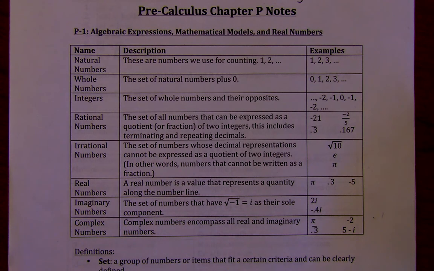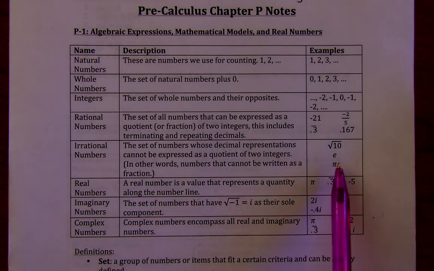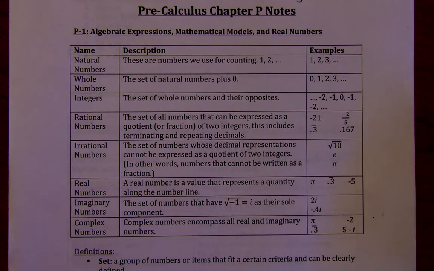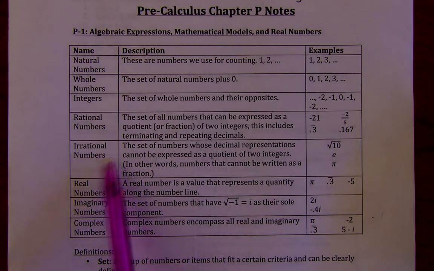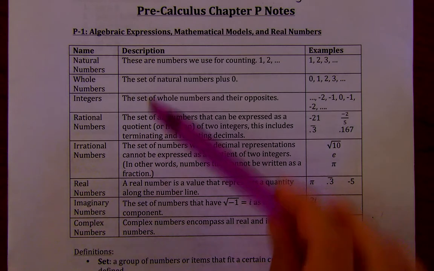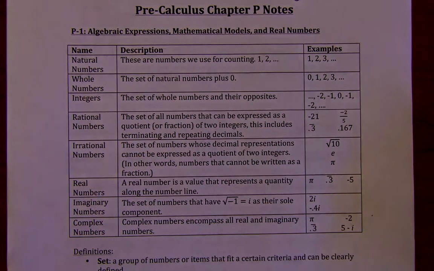Next, we have the irrational numbers. Now, these are numbers that cannot be written as a fraction. So we have pi, probably our most famous irrational number. We have the number e, which most of you know as 2.71, and so on. Or square roots of numbers that are not perfect squares, like the square root of 10. These numbers can also be negative, though we don't have a negative example here. Next, we have the real numbers. The real numbers includes all of the numbers we've seen before. So rational numbers, irrational numbers, all the numbers that you're familiar with.